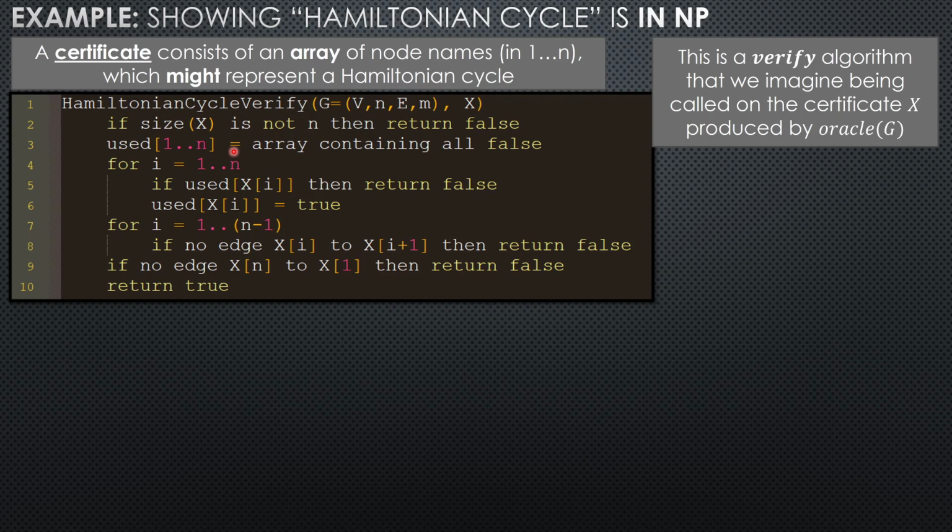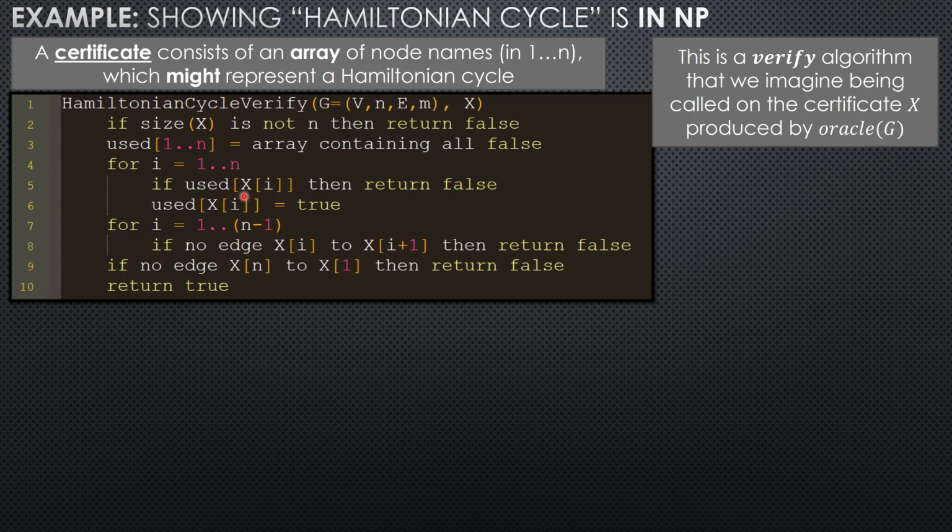And then we're also going to check, for it to be a Hamiltonian cycle, if every node in the graph is used exactly once in the cycle. So we'll have this used array to ask, has this node been used already in the cycle? We'll initialize this used array with one slot per node in the graph, all false. Initially, every cell is false, and then we'll iterate over all of the nodes in the certificate.